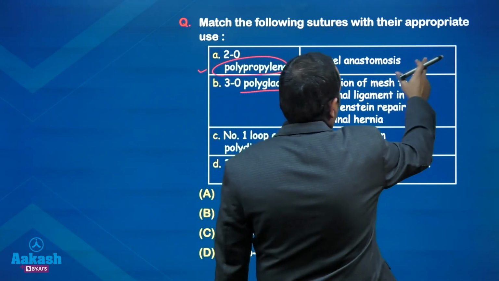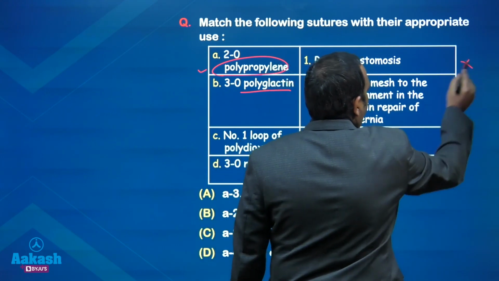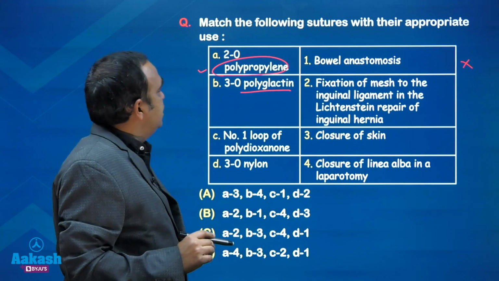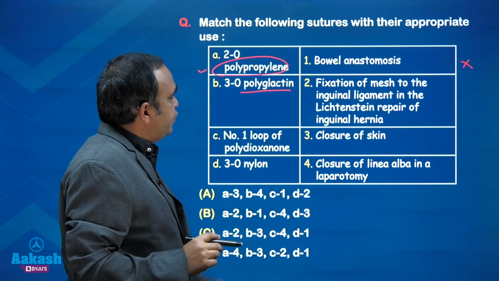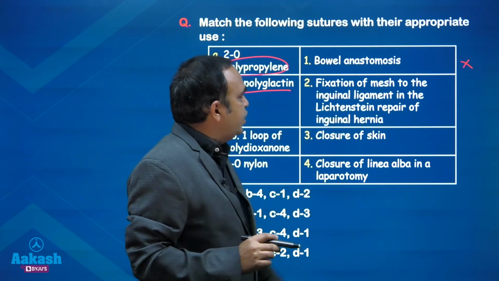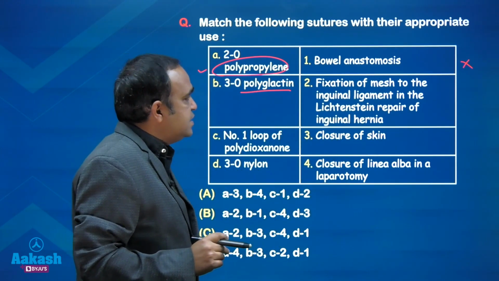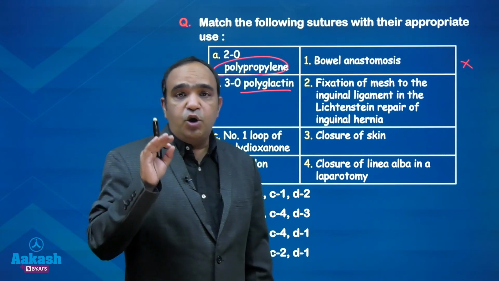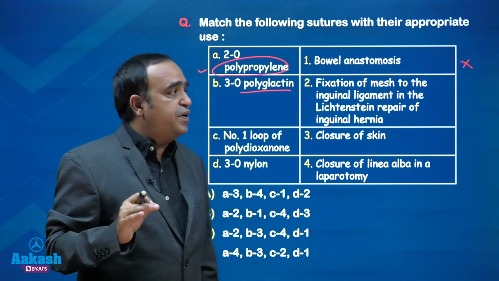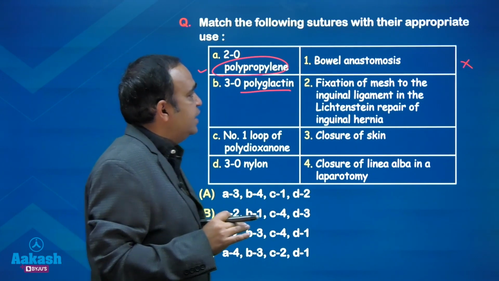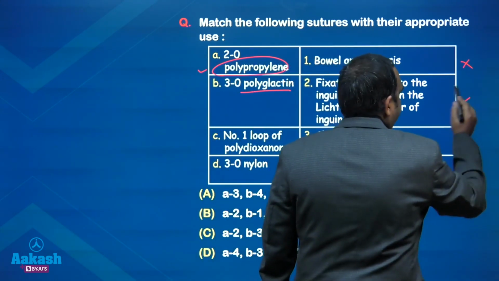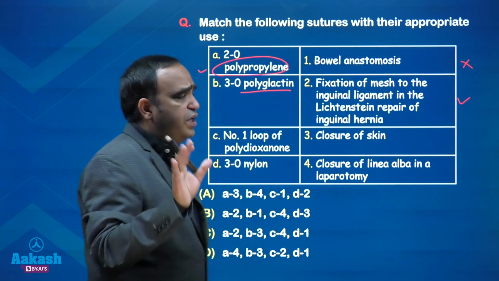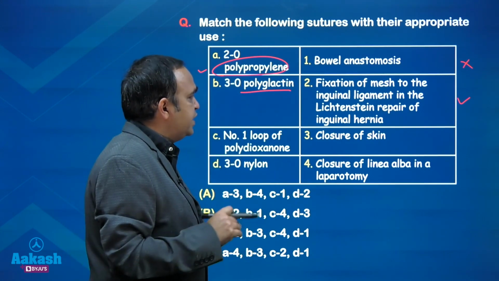So bowel anastomosis, no, right? Now polypropylene for fixation of the mesh to the inguinal ligament in the Lichtenstein repair of the inguinal hernia, we do use some non-absorbable suture, and the most preferable one is polypropylene, right? So it fits here. We are talking about only first choice at the moment.